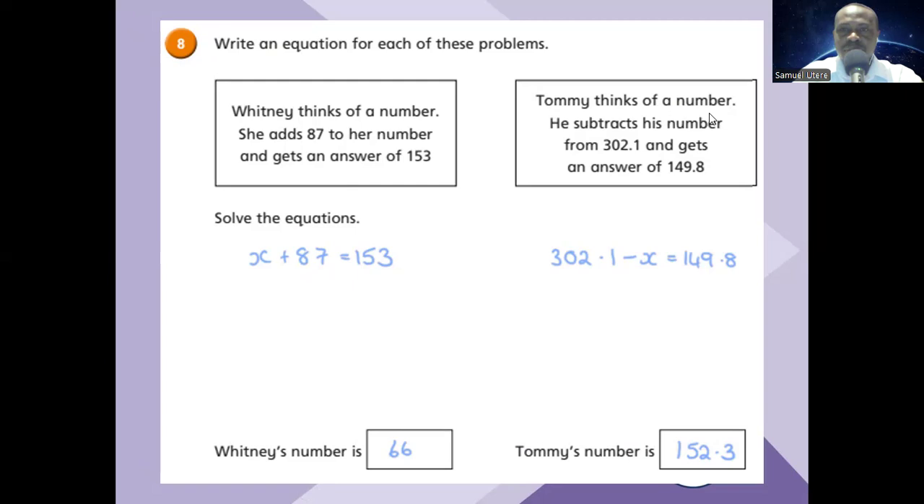And then Tommy thinks of a number. He subtracts his number from 302.1. Remember, we did not subtract 302.1 from his number. We subtract his number from 302.1. So it should be 302.1 minus x equal to 149.8. And of course, you can use your bar model to represent it and then write your fact families and determine which fact family will help you solve the problem.